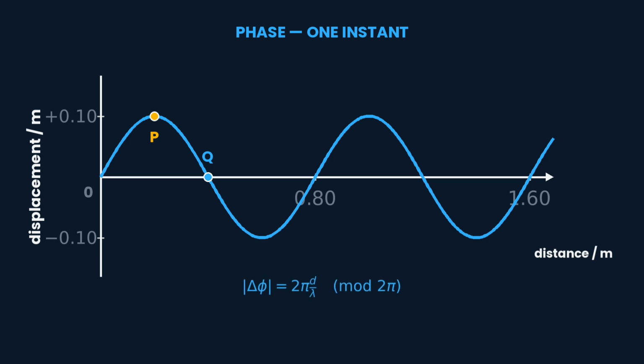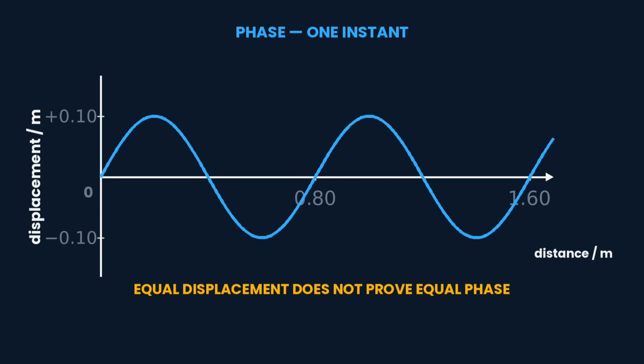For points on one progressive wave, phase difference equals 2 pi times separation divided by wavelength. One wavelength gives 2 pi, so the points are in phase. Half of a wavelength gives pi, so they would be in antiphase. Equal displacement does not prove equal phase. A single snapshot also cannot show the direction of travel. That needs a later snapshot or information about the particle motion.